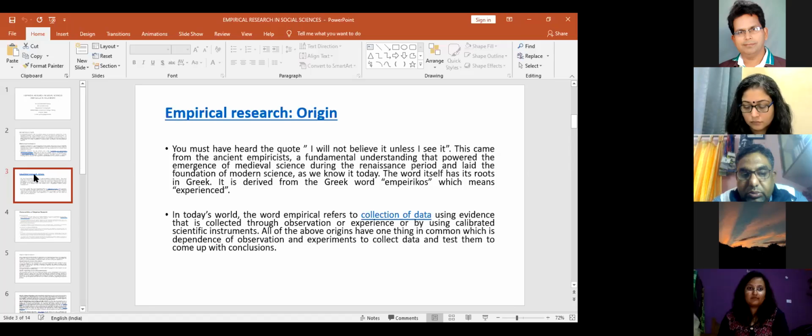This came from the ancient empiricists, a fundamental understanding that powered the emergence of medieval science during the Renaissance period and laid the foundation of modern science as we know it today. The word itself has its roots in Greek, derived from the Greek word empirikos, meaning experienced. So I collect the information, then I evaluate all those things, then I analyze all those things, then I come to the conclusion. That's what empirical research is all about.